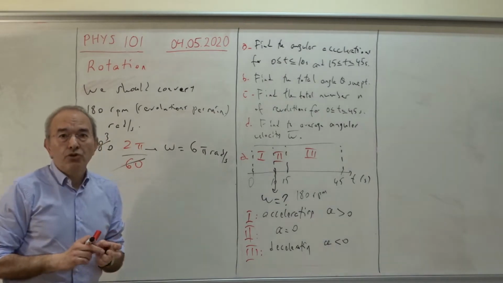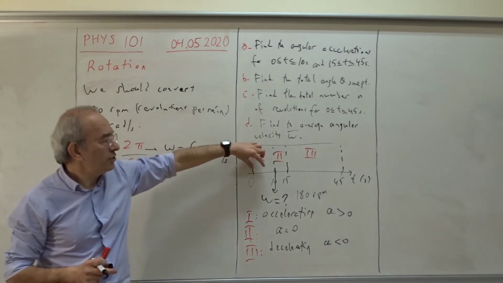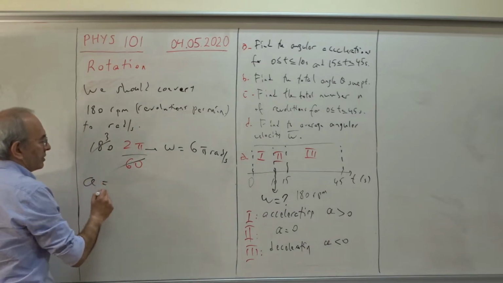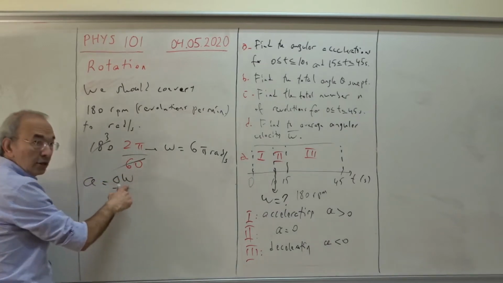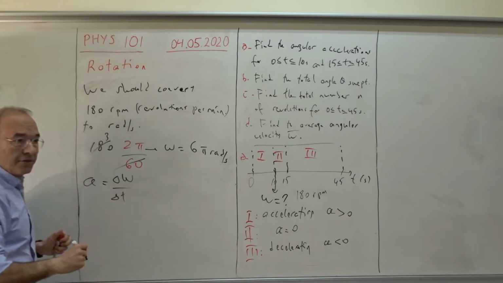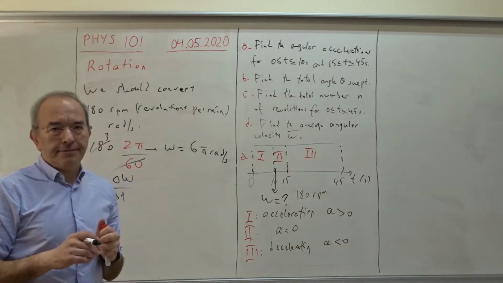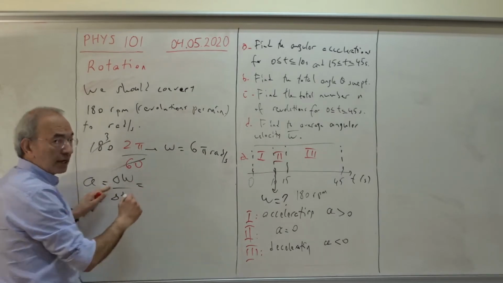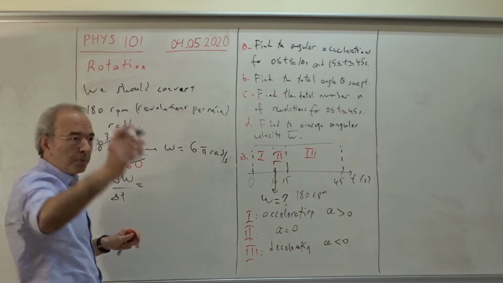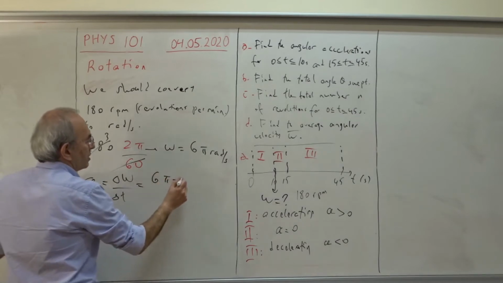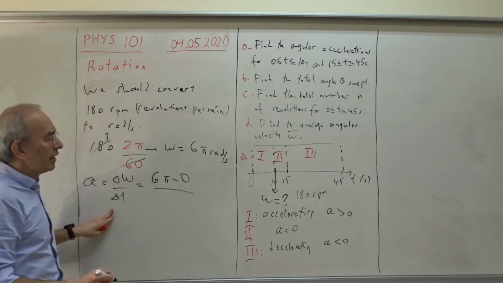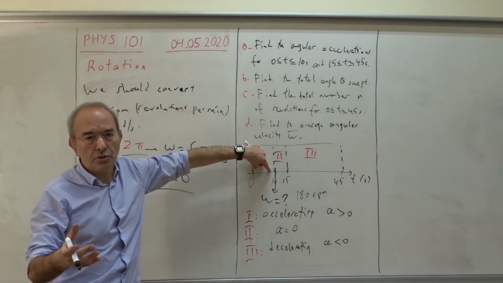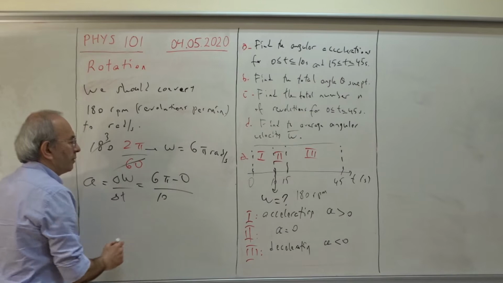We should use omega to find the acceleration in the first part. What is the definition of an angular acceleration? Change in the angular speed divided by the change in time. What is the change? It starts from 0 and reaches 6 pi. So it is 6 pi minus 0, and it takes 10 seconds for this increase to occur. So we have to divide by 10.